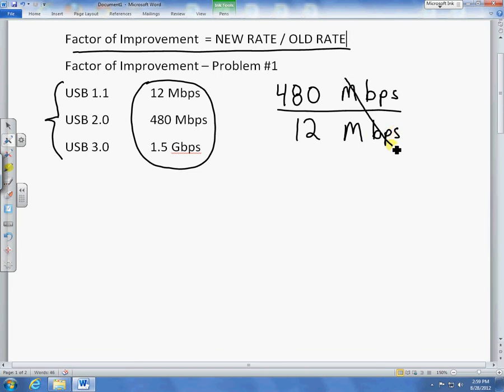We'll come up with what? Well, what's 480 divided by 12? Well, that comes out to be 40. Is that correct? 4 times 8 is 48. And so we lost our units here. So we have a factor of improvement of 40, or a way we might represent that, and you'll find this on a lot of boxes that tout these devices, is that USB 2.0 is 40 times faster.